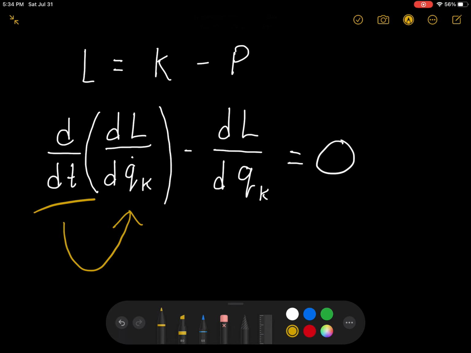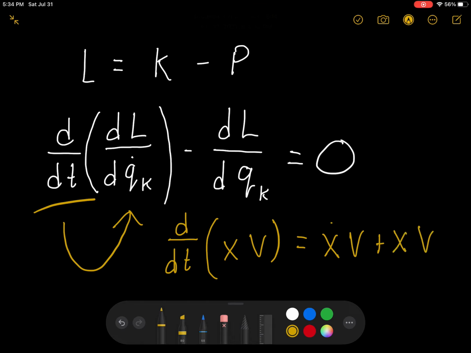Because for example, if we have something that looks like this, d/dt, and let's say we're going to take the derivative of some position and some velocity, these are going to be with respect to time, so we're going to have x dot, the derivative of the position, times the velocity, plus x times the derivative of the velocity. So you might want to brush up on your calculus and your chain rule, because every variable with respect to time can be differentiated.